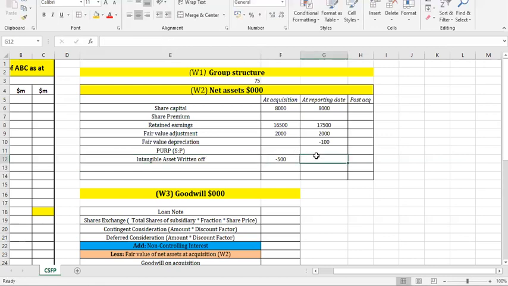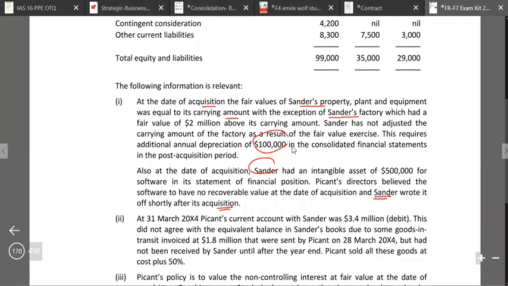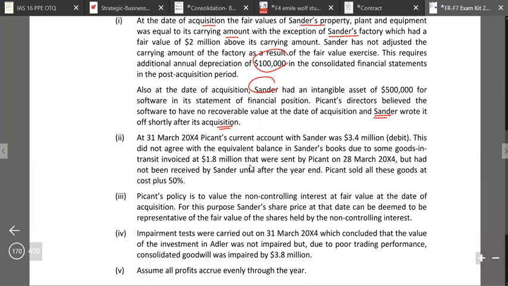Good. Okay, now let's go to the other questions. At 31st March 2004, Picant's current account with Sender was 3.4 million, which is the intragroup balance. This did not agree with the equivalent balance in Sender's books due to some goods in transit of 1.8 million. If you remember the entry of the goods in transit, it was debit inventory, credit goods in transit payable with the amount of 1800.